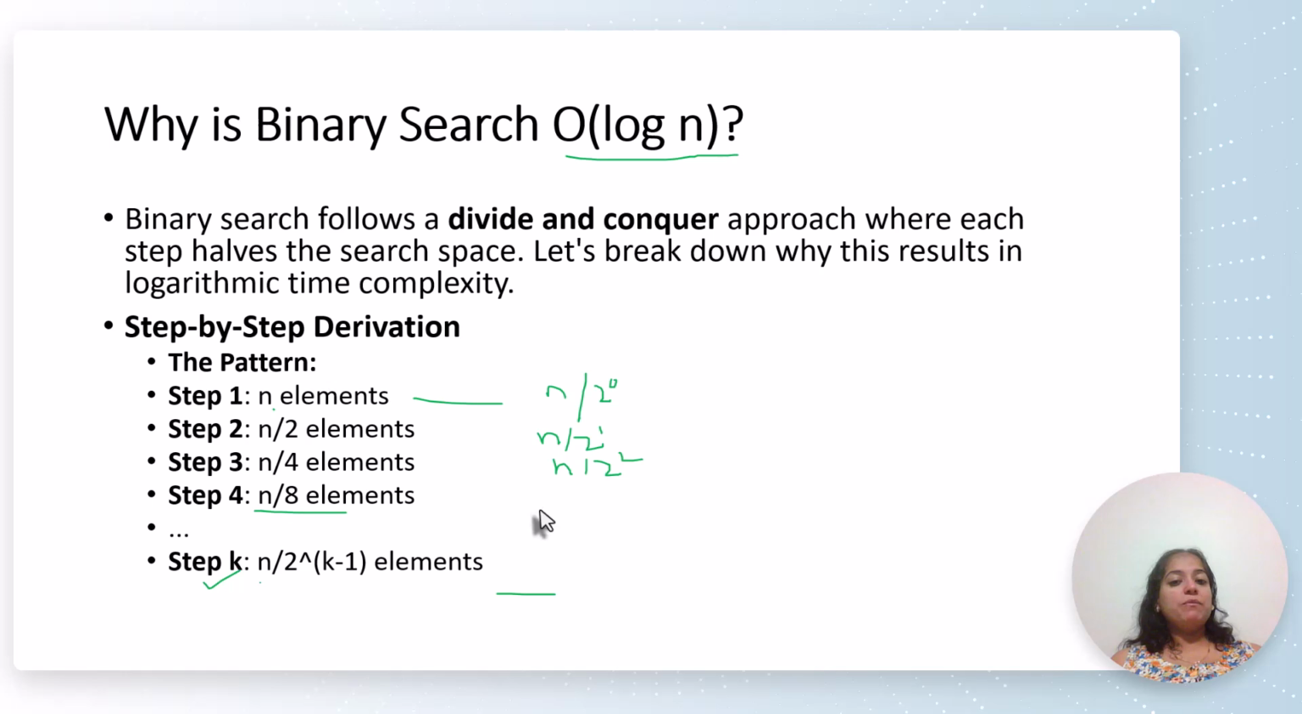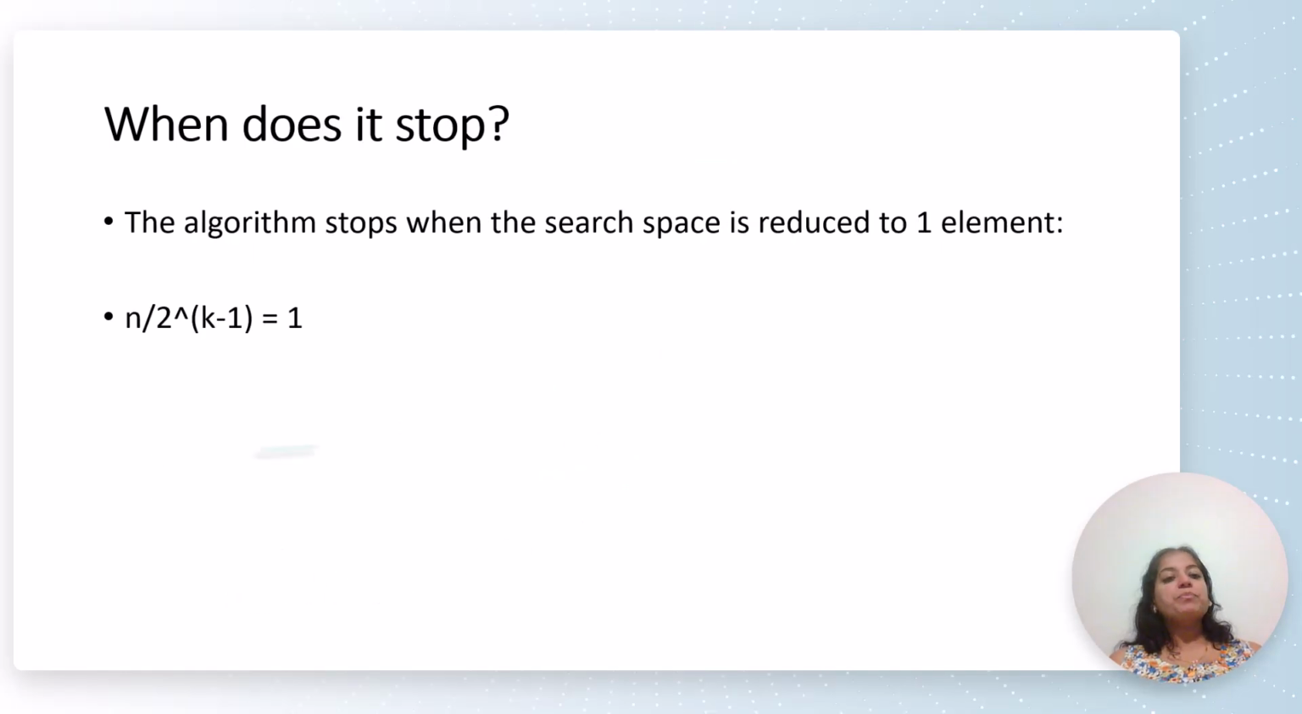If you find out a pattern here, n over 2 raised to the power 3. The first step 0, second step 1, third step 2, fourth step 2 raised to the power 3. So at kth step it will go over n over 2 raised to the power k minus 1 elements. And the algorithm stops when the number of elements is just 1, when the search space is reduced to 1.